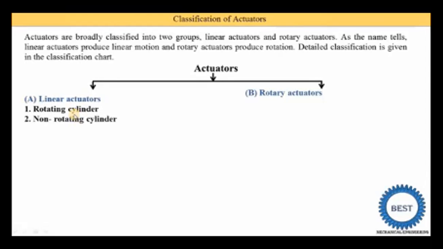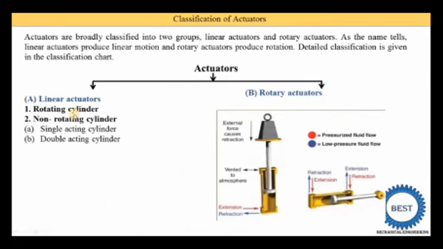Second one is the non-rotating cylinders. In non-rotating there are two types. First one is the single acting cylinder and second one is the double acting cylinder. Now here you see this image. This yellow colored portion is the cylinder, but it is the cutting portion of the cylinder. Here you see this is the piston, this is the piston rod, and this piston rod is connected with some load which we need to move, lift or press, whatever the application requires.